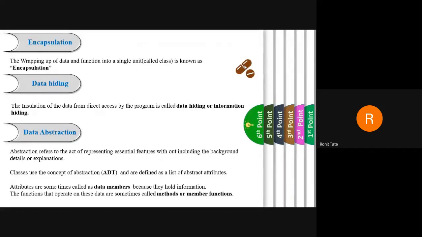So what is a class? A class is a collection of data members and member functions, which are the attributes of our class. Since the class uses the concept of data abstraction, it is known as an abstract data type, ADT. What is the full form of ADT? Abstract data type. Because a class uses the concept of data abstraction, that's why it is known as an abstract data type. So this is the basic concept of data abstraction.